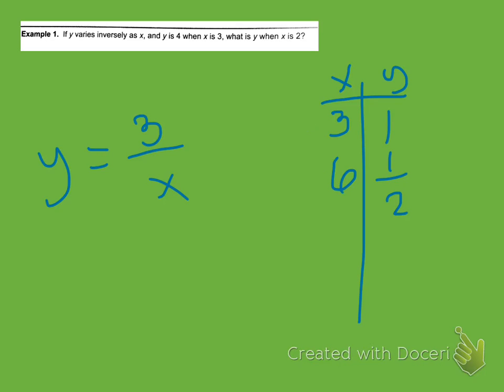And so these x values go up, but the y values go down. That's what inverse variation means. So as the 3 gets bigger to the 6, these numbers get smaller. So these go up, and these values go down. Okay? All right. So let's get rid of all this.